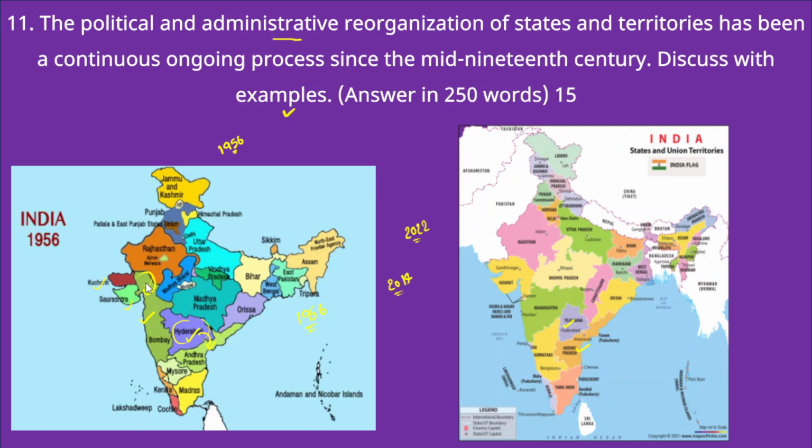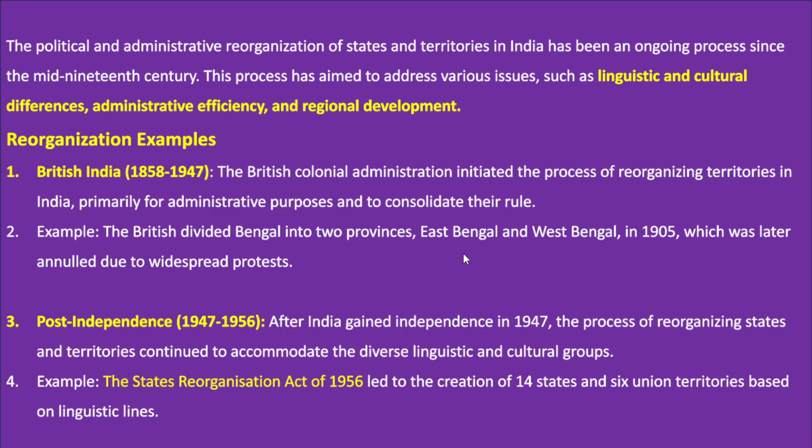So this is the basic difference between the map in 1956 and the map of present times. Therefore, we can infer that the political and administrative reorganization of states and territories has been a continuous, ongoing process since the mid 19th century. So why has there been a continuous reorganization of states and territories?